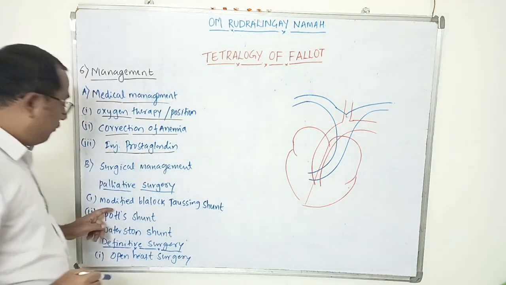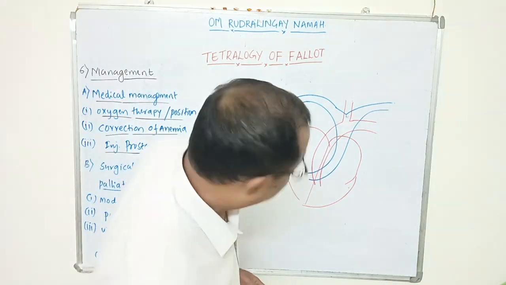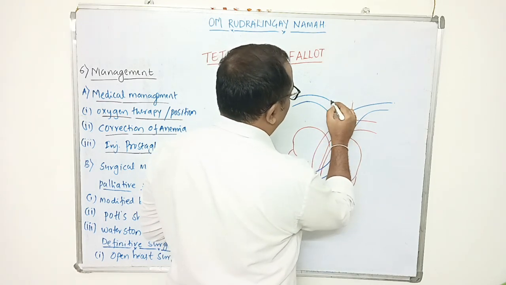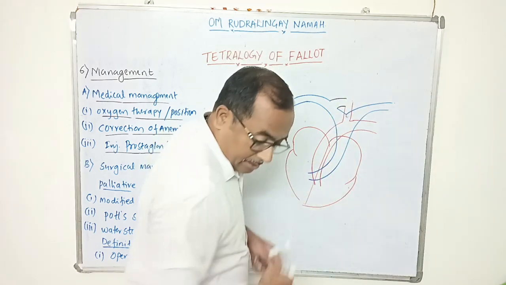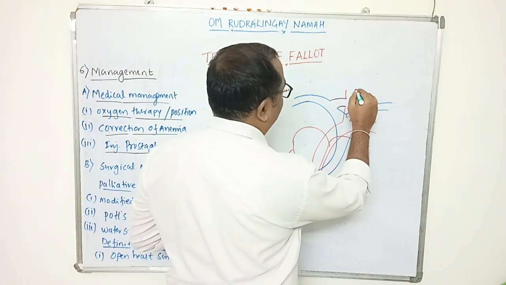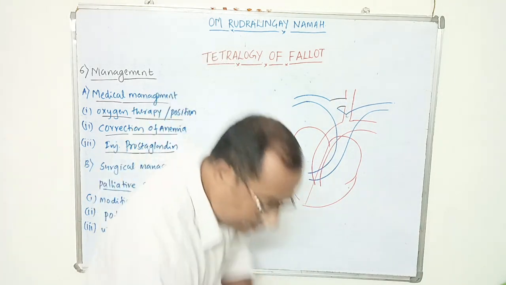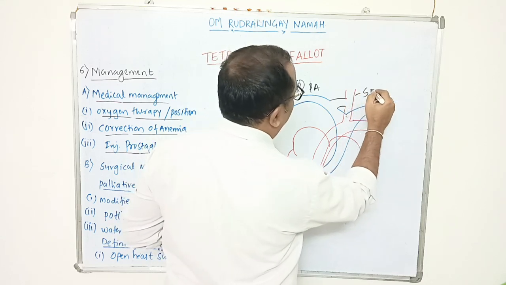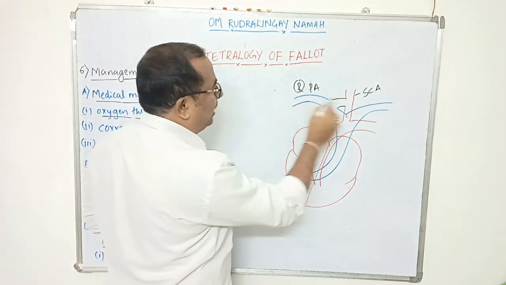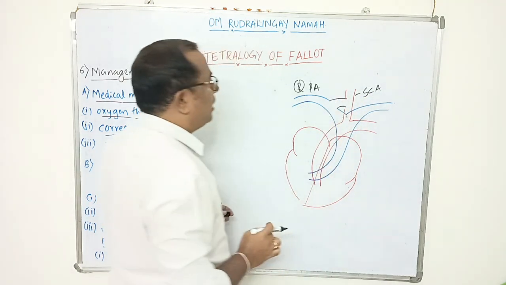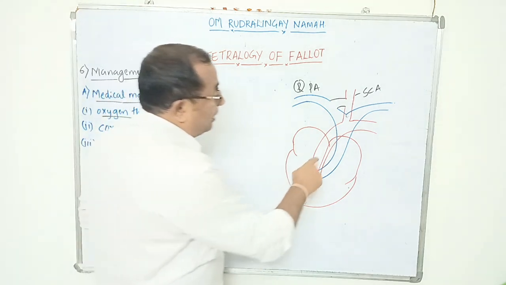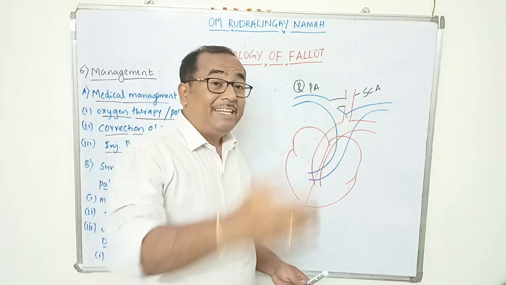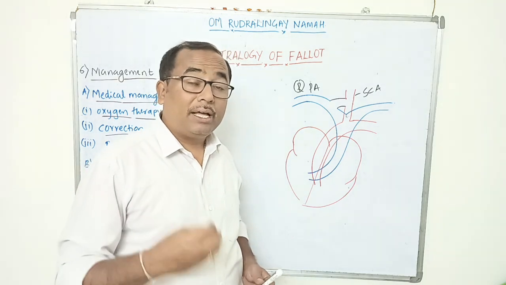So what do you do in the modified Blalock Taussig shunt? The surgeon will make an opening between the subclavian artery and the right pulmonary artery. So this is the right pulmonary artery, and this is the subclavian artery. An anastomosis is made between them. Because of this, there is shunting of blood from the subclavian artery to the right pulmonary artery. So there is increased pulmonary blood flow, and the blood flow to the lung for oxygenation will increase.